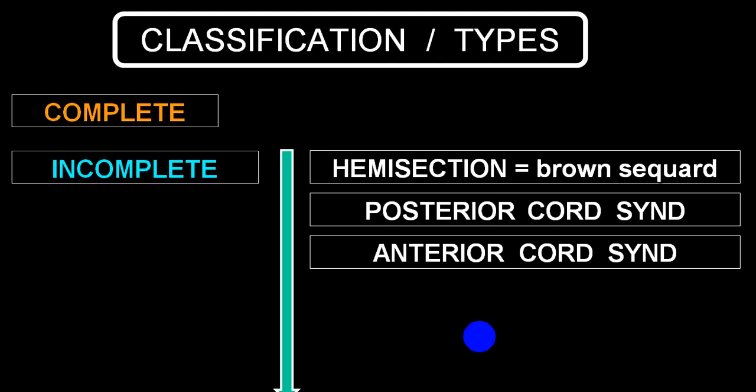In anterior cord syndrome, the most common cause is anterior spinal artery thrombosis or hemorrhage, which will involve the anterior horns, anterior column and part of the lateral column, because the anterior two-thirds of the spinal cord will be involved. So it will be a peculiar presentation in that group.